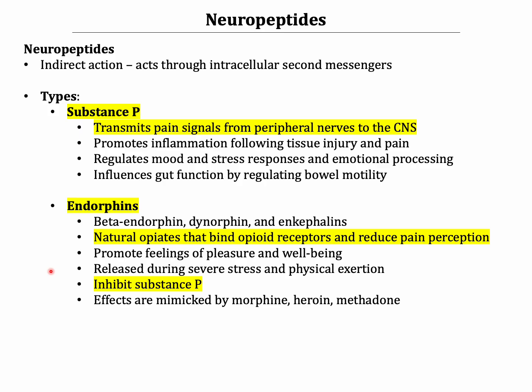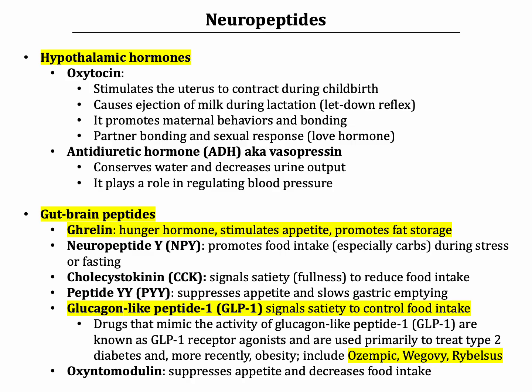So there's been a lot of pharmaceuticals produced to bind to these opioid receptors and to reduce pain perception. So morphine, heroin, methadone, those are all drugs that mimic the effect of endorphins. So they reduce pain, but also promote a feeling of pleasure and well-being. So highly addictive substances because they bind to those receptors.